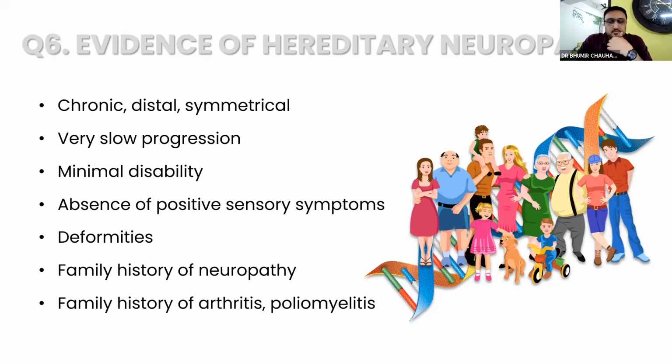Also, if present, the patient's family member should be examined by yourself for any evidence of deformities or clinical findings. And if present, it is a very strong indicator of a hereditary neuropathy. So keep this in mind. You might get CMT cases in your practical exams. And if yes, make sure you examine the family member who is present along with the patient.